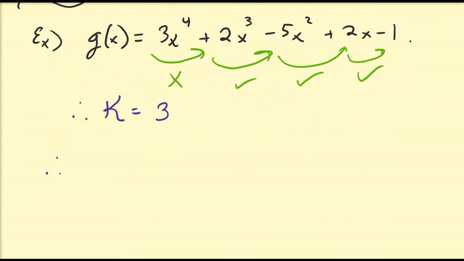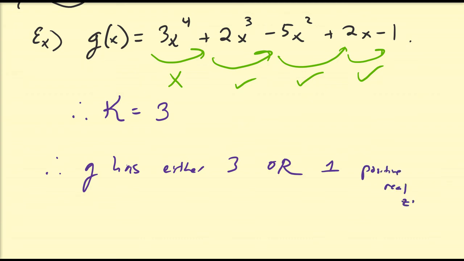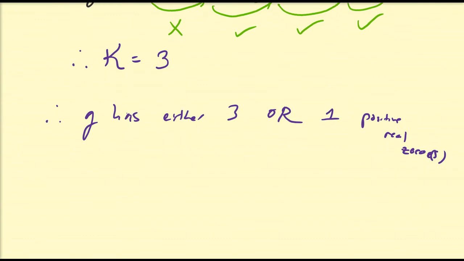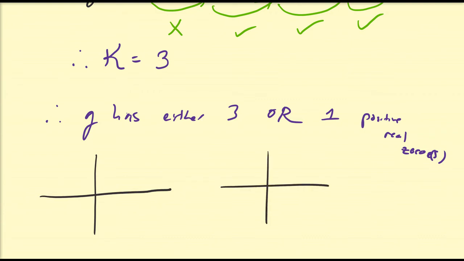So by Descartes' rule of signs, that means g has either 3 or all multiples of 2 less than 3. So the only one that satisfies that is going to be 1 positive real zero. It depends whether it's 3 or 1. So the degree is even, and the leading coefficient is positive. So by the end behavior and the fundamental theorem of algebra, we should know a couple of possible scenarios for this. So it's either going to have 3 or 1 positive real zero.